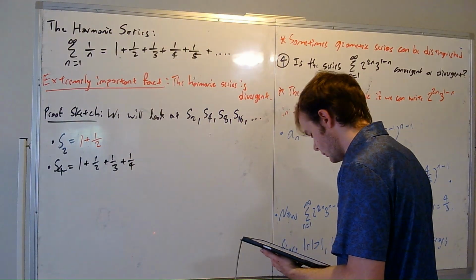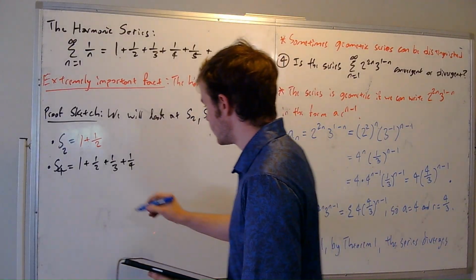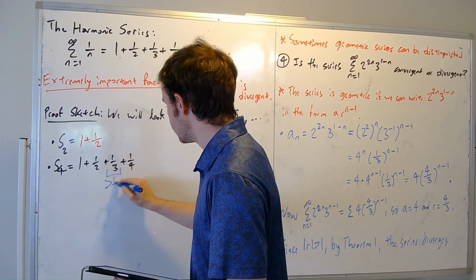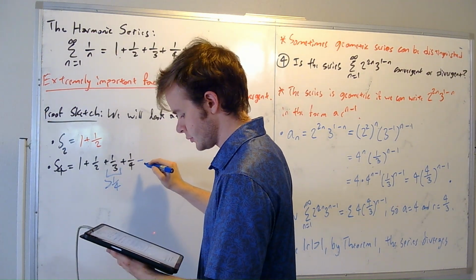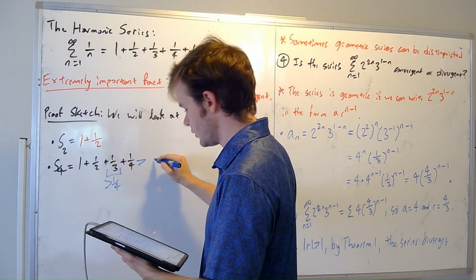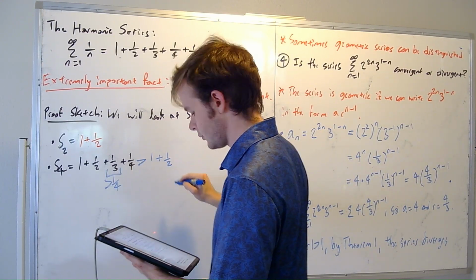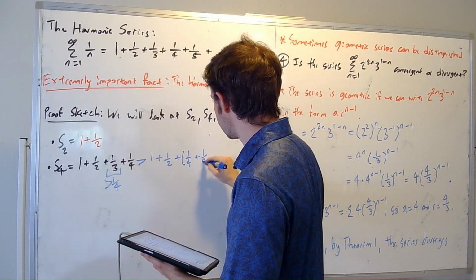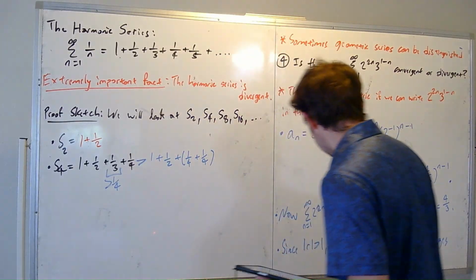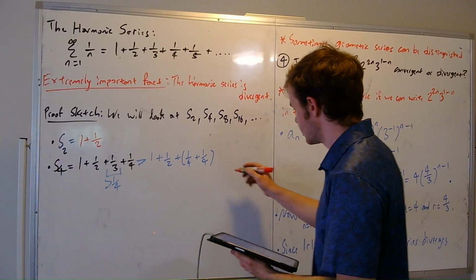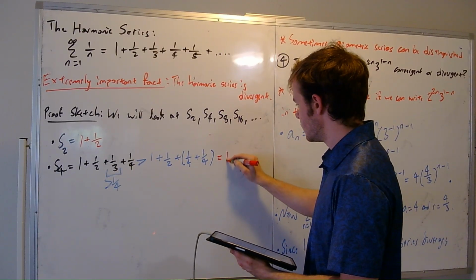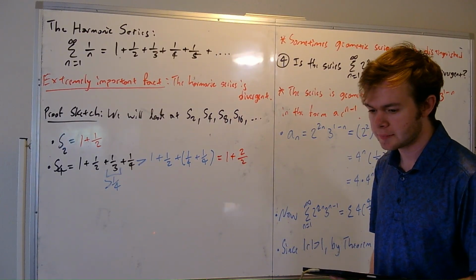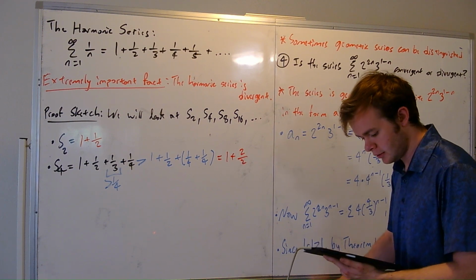And we can write here, well, this part here is greater than 1/4. So this is actually greater than 1 plus 1/2 plus 1/4 plus 1/4, which is actually going to be equal to 1 plus 2 over 2. Okay, so we just do this next with S8.